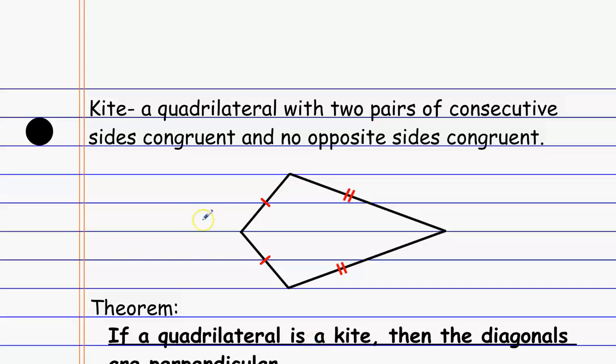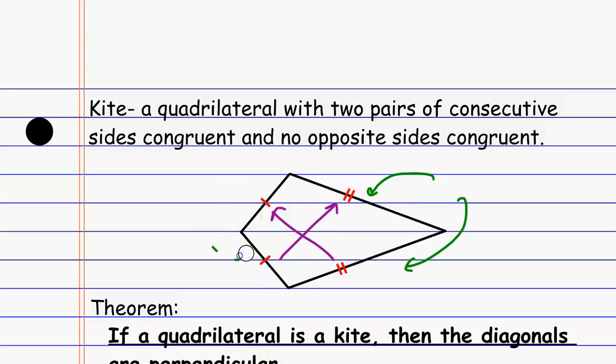And notice here I've got consecutive sides, two sides that are one right next to each other that are congruent. Here's another pair of consecutive sides that are congruent. But notice the opposite sides, these guys that are opposite one another, are not the same. All right, and that's what establishes that this thing is a kite.